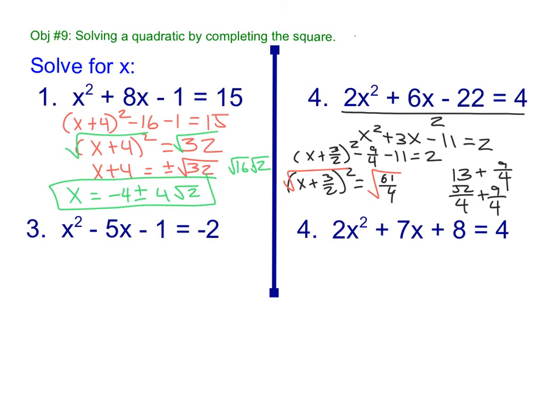I'm going to go up here. x plus 3 over 2 equals the square root of 61 over 2, because remember, the square root of 4 is 2 and we need plus or minus. So then x equals negative 3 over 2 plus or minus root 61 over 2.